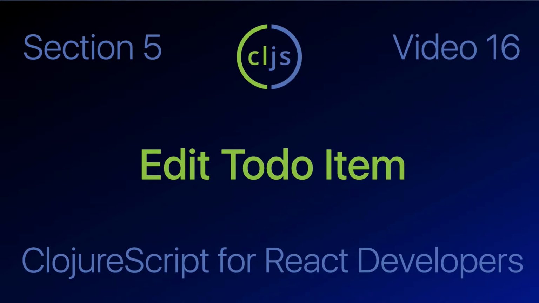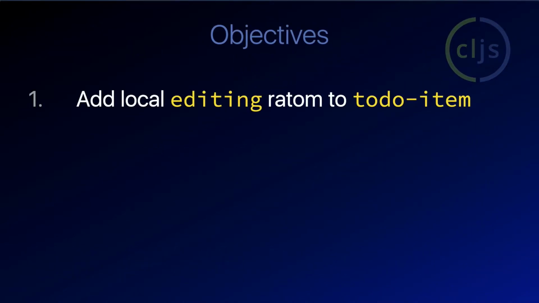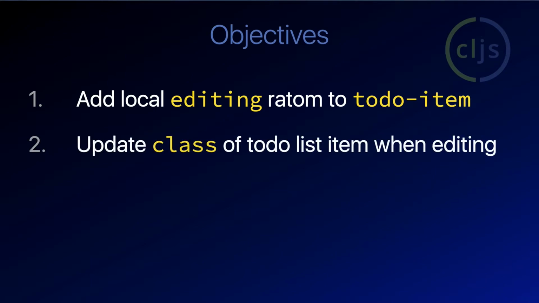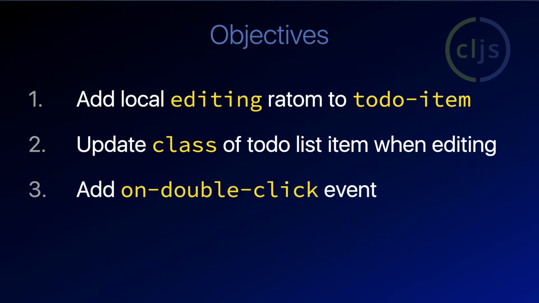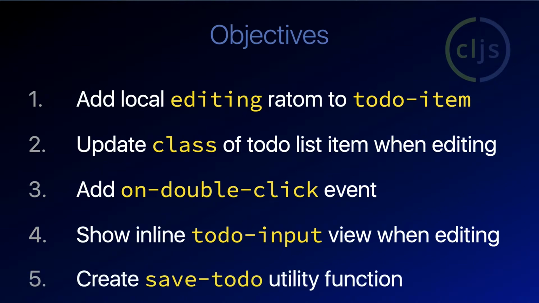Edit to-do item. Our objectives are: since we will be making to-do items editable, we will keep track of when we are editing an item with a ratom local to the to-do item view component. We will update the class of a to-do item when it is in editing mode. Users will be able to double-click on a to-do item to start editing it. When editing, a to-do item will become an inline input field, which is a nice UI feature. Finally, we will write a save to-do utility function to update the to-do state.